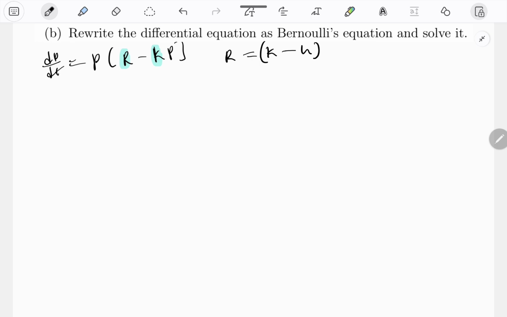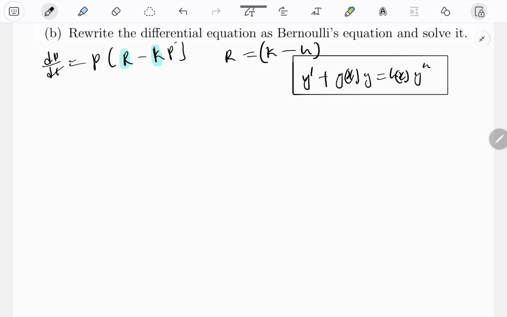Bernoulli, if I should say. So I took this part from the previous part that we've done before, where we assigned this constant as k minus h big R. So let's see if we can make it look like Bernoulli. Bernoulli is supposed to look like y prime plus some g of x times y is equal to some h of x times y^n. So we want it to look like that.